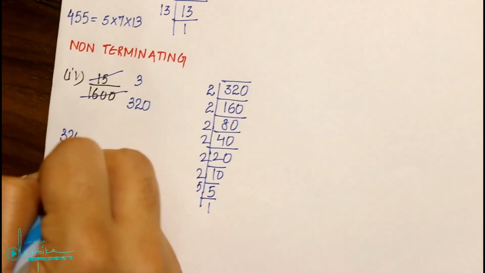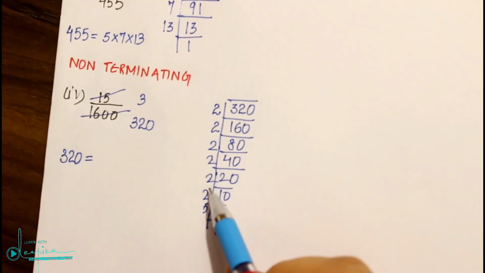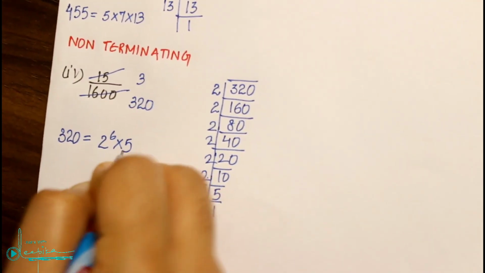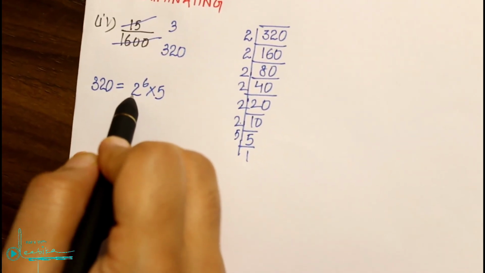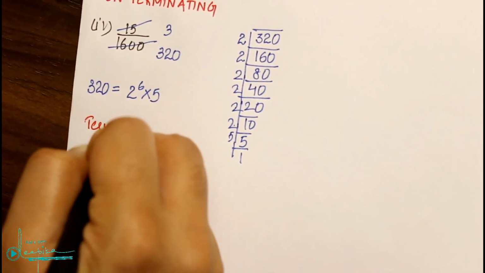So factors of 320 are 1, 2, 3, 4, 5, 6, 2 raised to power 6 multiplied by 5. You can see the prime factors are in the form of 2 and 5. That's why it's terminating.